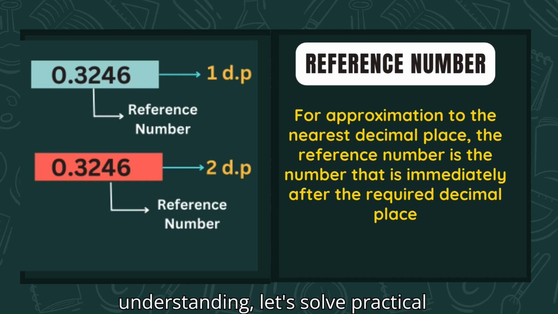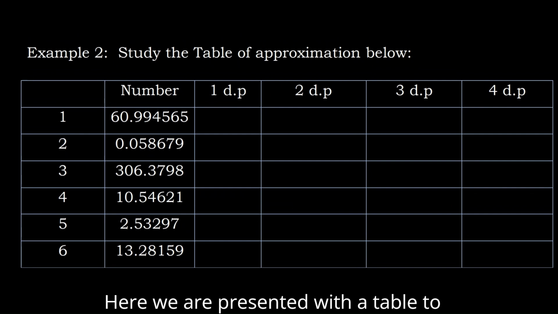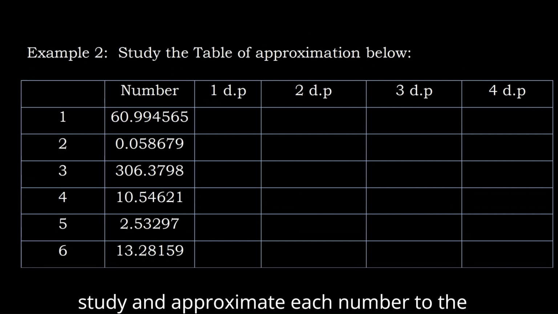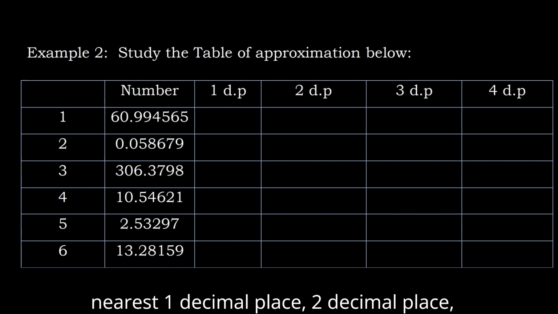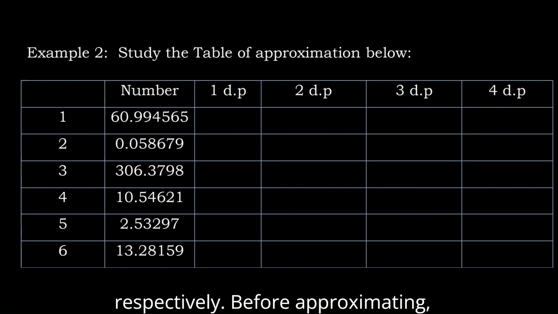For better understanding, let's solve practical examples. Here, we are presented with a table to study and approximate each number to the nearest 1 decimal place, 2 decimal place, 3 decimal place, and 4 decimal place respectively.